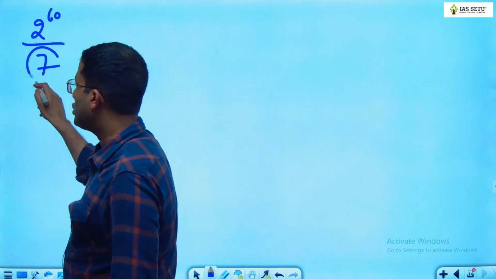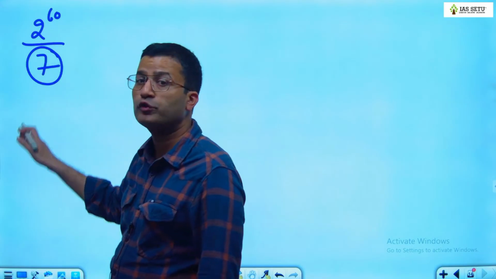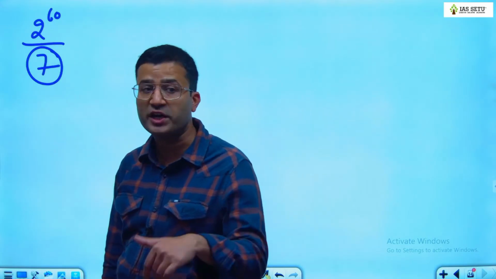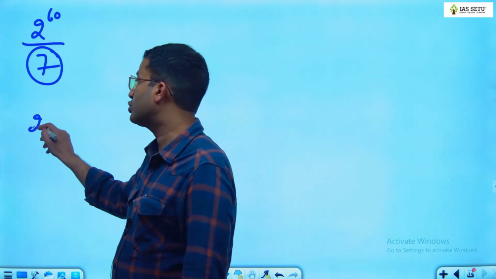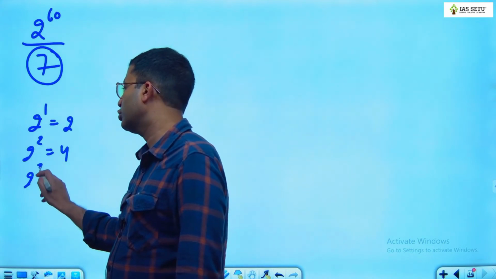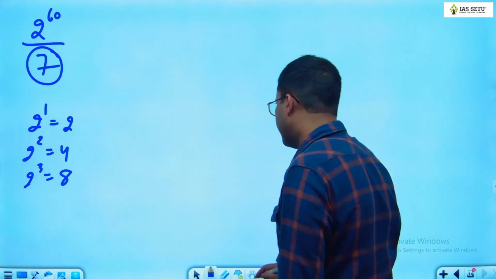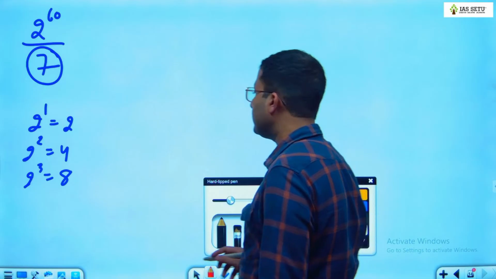You just focus on denominator. Step number 1, we will see the power of 2 which will help. 2 to the power 1 is 2, 2 square is 4, 2 cube is 8. So what will help? 8 will help. But how will you get 8? 2 cube.